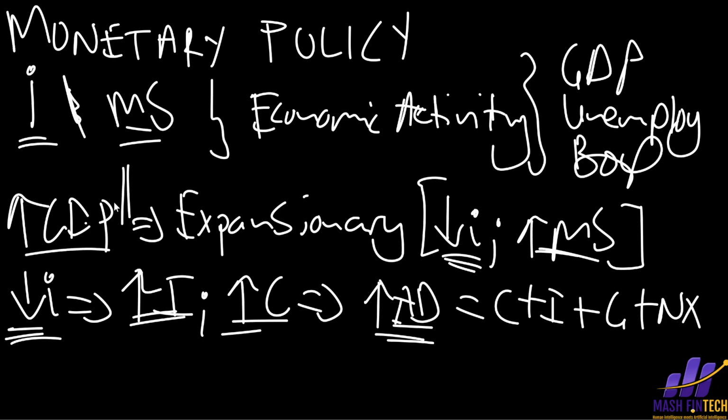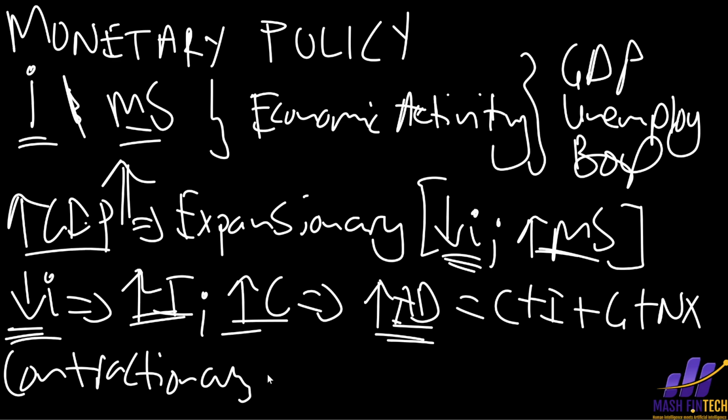Ultimately, the GDP is going to increase. So this is what we call expansionary monetary policy. But if the economy is overheated and there is a problem of inflation, to deal with the problem of inflation, the economy can then use what they call contractionary or strict monetary policy, where they either increase interest rates or reduce money supply.